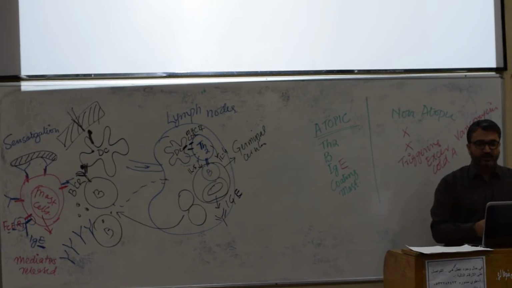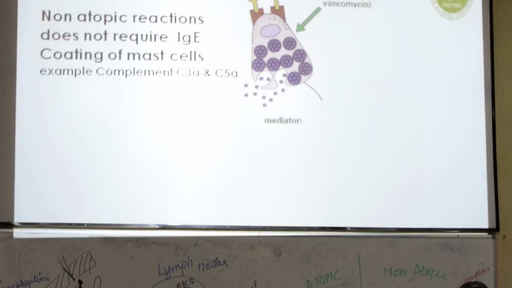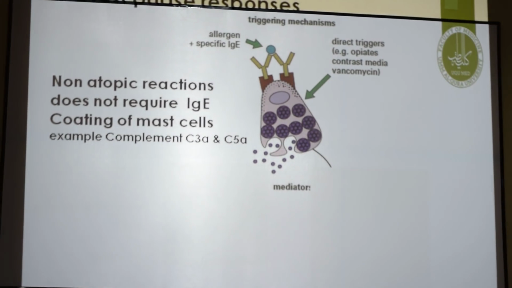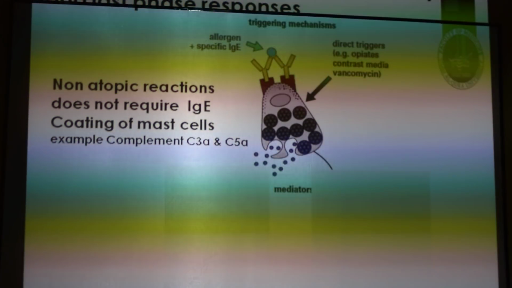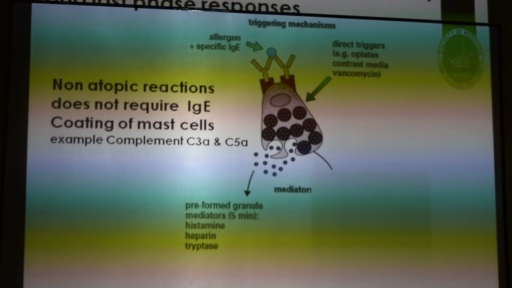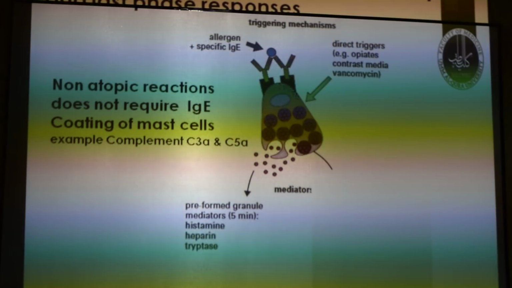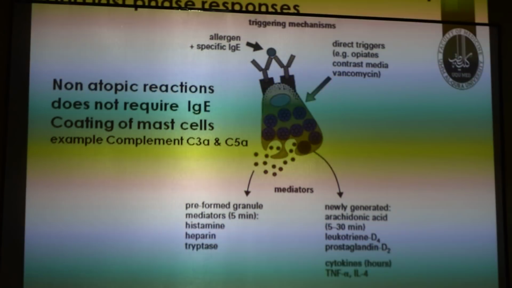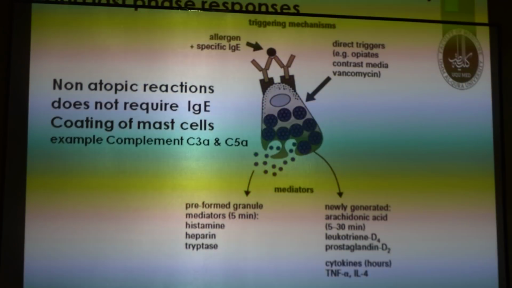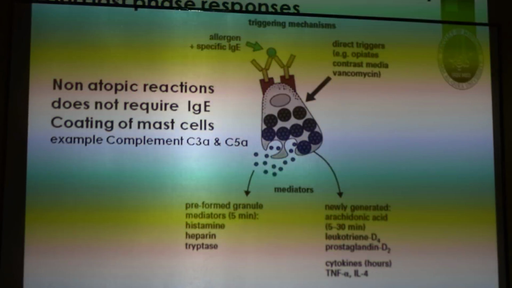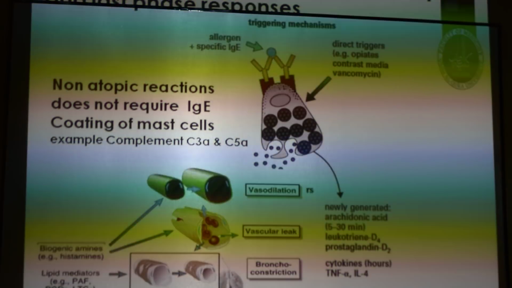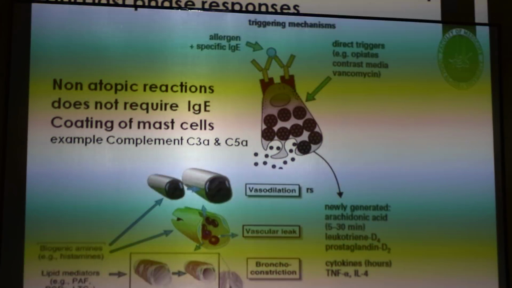So now non-atopic reactions do not require IgE coating of mast cells, and an example is they are more relying on the complement proteins C3a and C5a. As a result, whether it is atopic or non-atopic, what will happen? Preformed mediators will be released like histamine, tryptase, and then on the other hand, after 6 hours, the prostaglandins and leukotrienes, and they will cause all the symptoms. Now, what are those symptoms? We'll see them. First thing, they can cause vasodilatation.